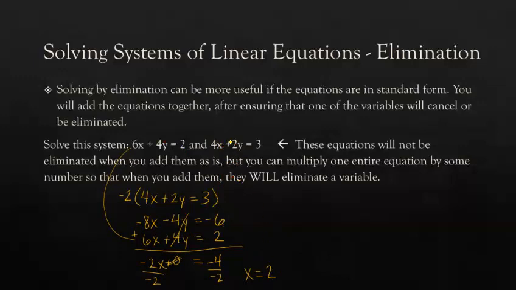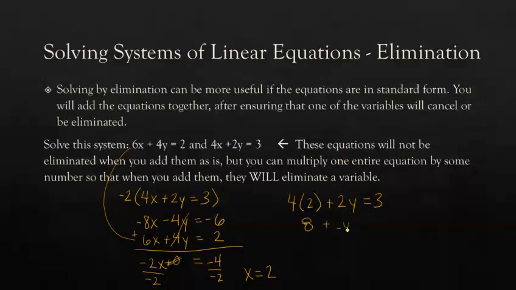Once I have my x, I can go back to either equation or even this one that I multiplied things by and put in 2 for x to solve for y. I'm just going to choose the second one. It seems convenient, but any of the equations would have worked. Sometimes elimination means a little bit more work in finding the second coordinate.